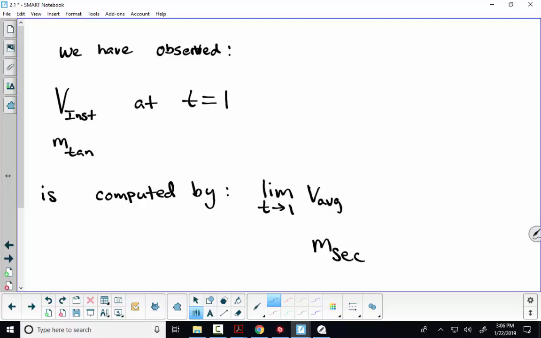And we did the same thing with the secant line because it was just a different vocabulary for the same thing. So once we've done that, that's how we got our instantaneous rate of change, or the slope of our tangent line.